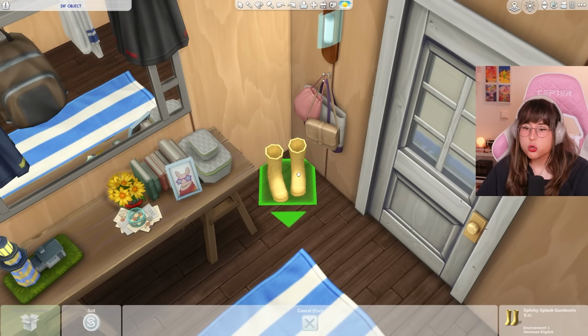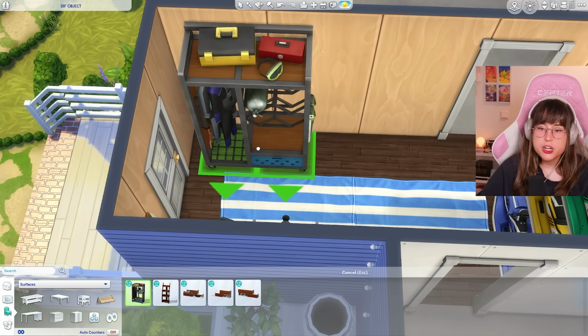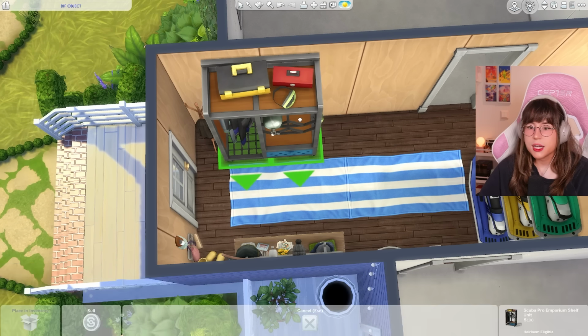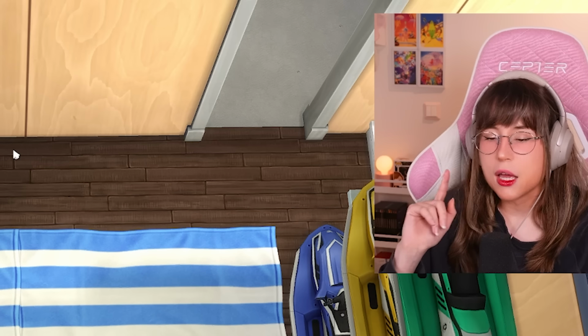I don't know. And some boots, because these are adventure people. And then we can also have the Scuba Pro Emporium shelf unit right there. That kind of fits in with aqua sip. And then maybe we can have some sort of chair situation over there, but make it beachy, wavy, adventure-rich.